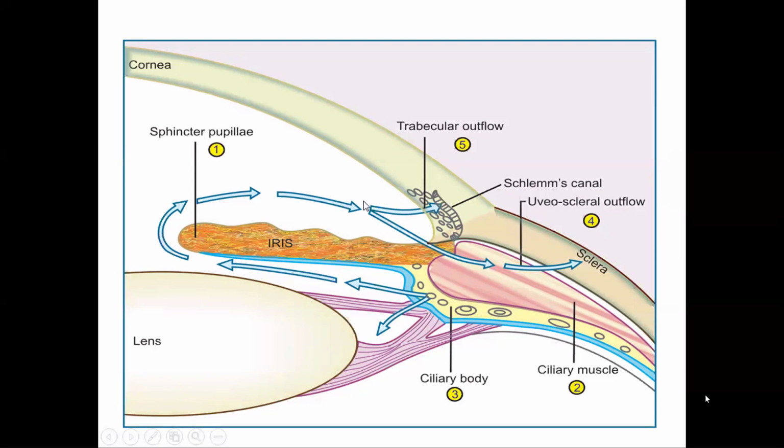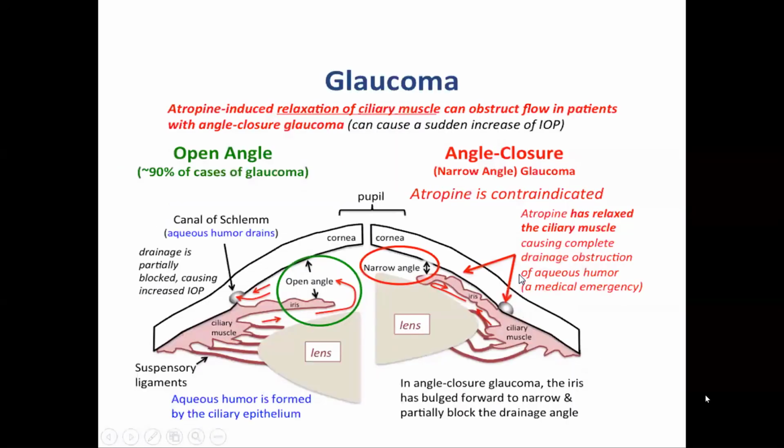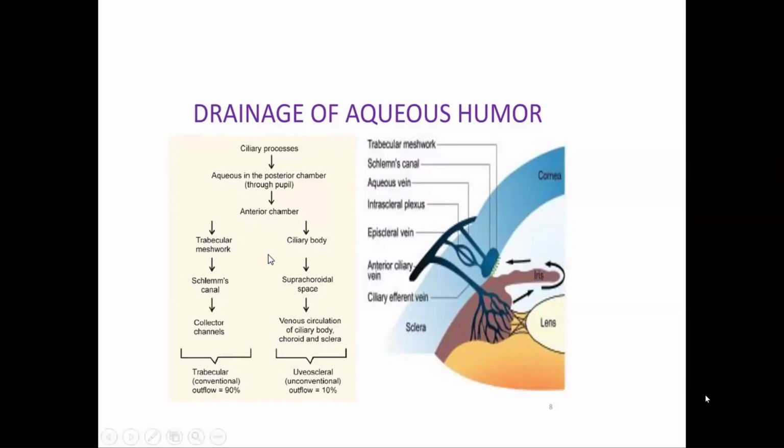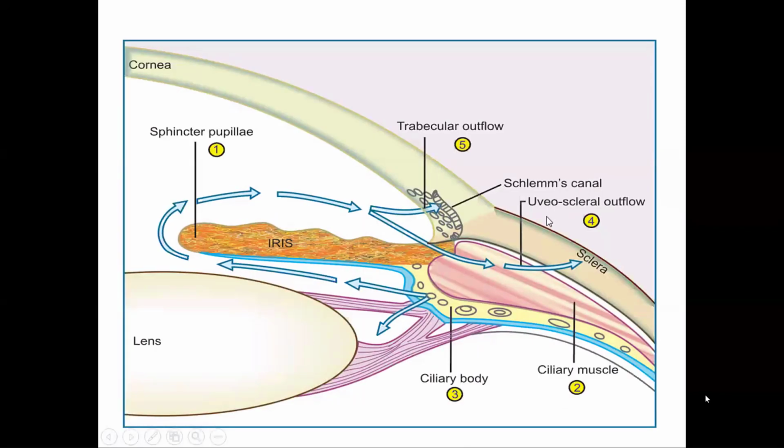So in this uveoscleral pathway, the aqueous humor that comes towards the anterior chamber again goes towards the ciliary muscle, and after moving towards the ciliary muscle or the ciliary body, it is drained by the suprachoroidal space, and there is a venous circulation in the ciliary body, choroid and sclera, and this forms the uveoscleral pathway.